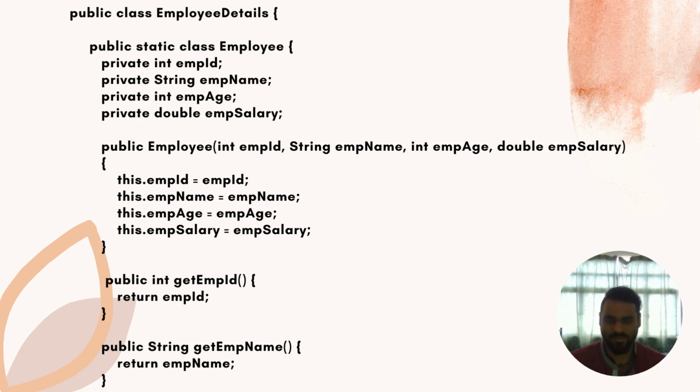The Employee class has the following fields: employee's ID, which is represented as an integer variable; employee's name, a string variable; employee's age, an integer variable; and lastly, employee salary, which is a double variable. The Employee class also has a constructor to initialize all the above fields and 4 getter methods to retrieve all the values of the respective fields.